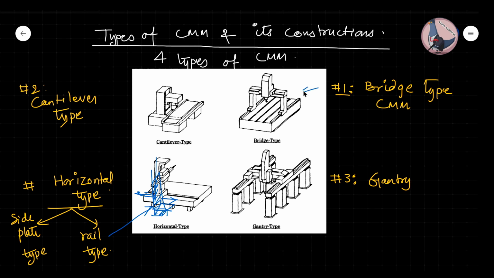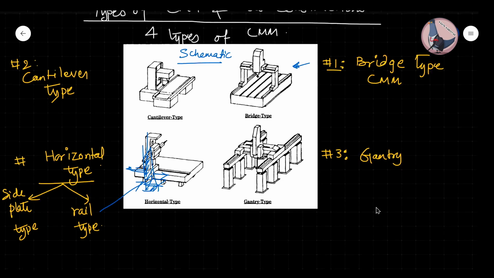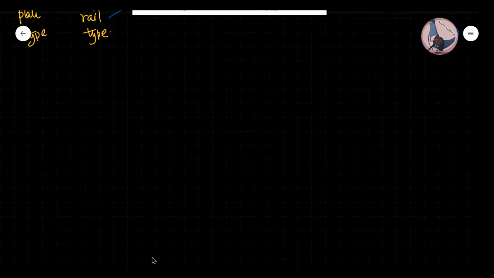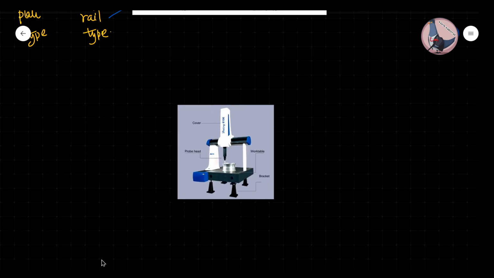This is the bridge type. This is just a schematic diagram, just for the sake of it. I will also be showing you the real pictures of CMMs that we use commercially. Okay, so let's start with the bridge type CMM. I might have the pictures of it. Let me put it up.